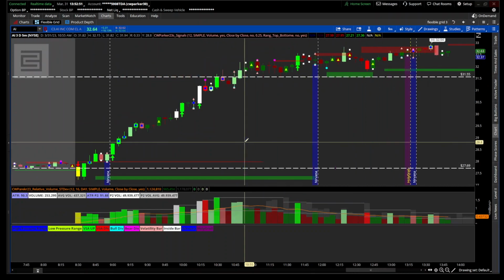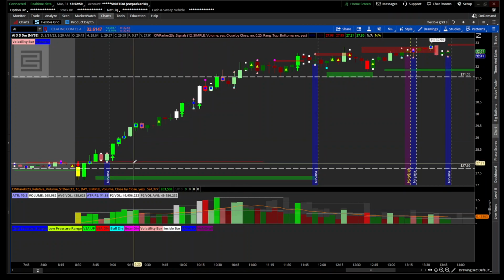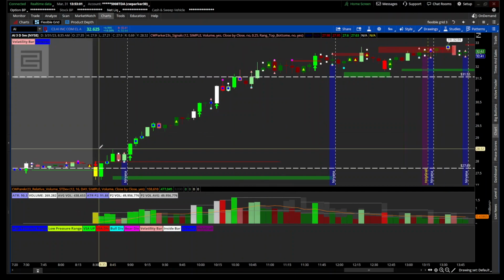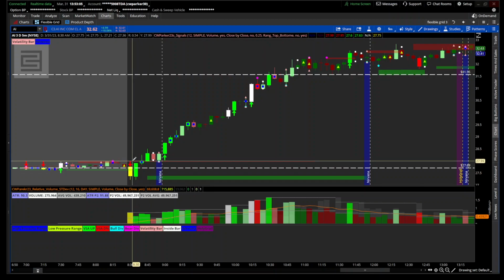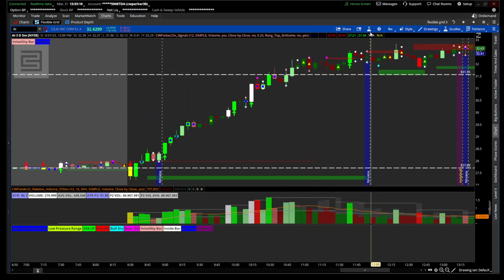The other thing that's in this signals indicator is my range box. If you're unfamiliar with my range box, that's what's in this indicator as well. And you can adjust that accordingly too. But it'll show you different areas according to the channel indicator, price channel.